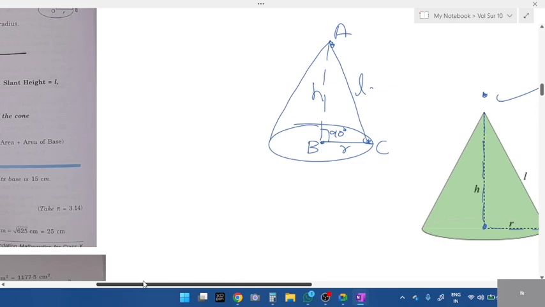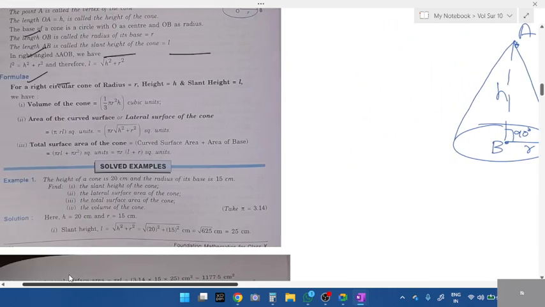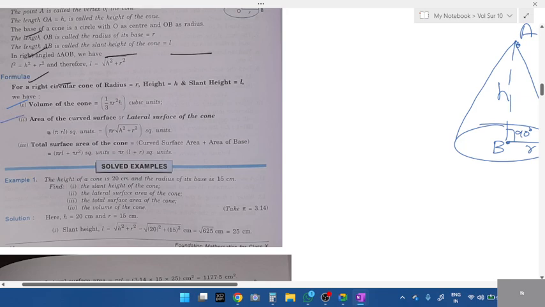Remember, we use the 90 degree concept. First, same thing: volume, curved surface area or lateral surface area, total surface area. See, curved surface or lateral surface, the meaning is the same. If it is curved, it is round, students. Round. Lateral is side. That is only for cube and cuboid.